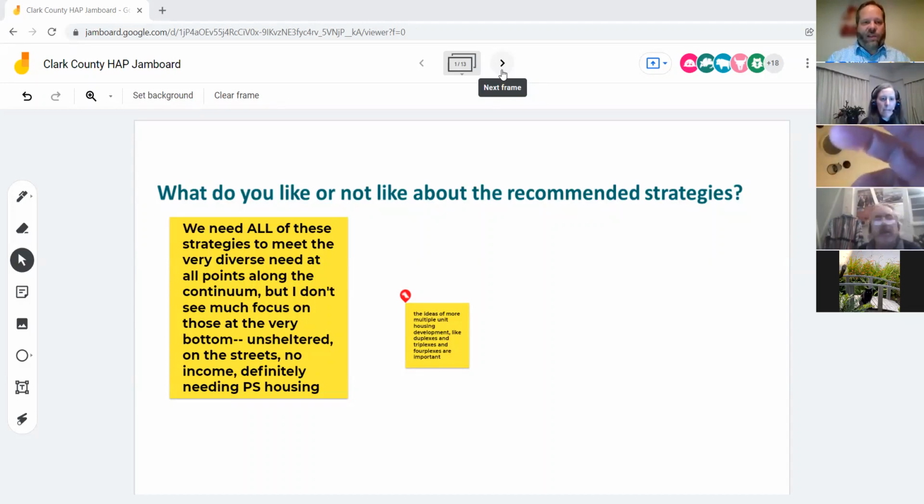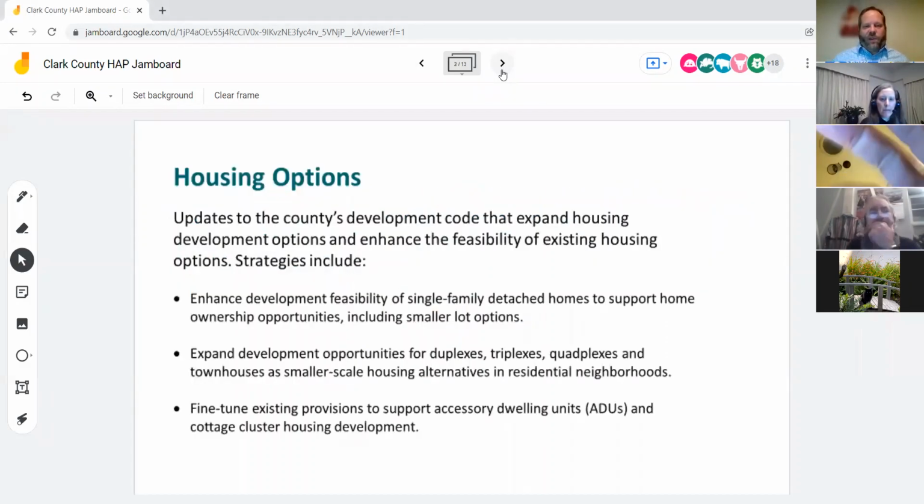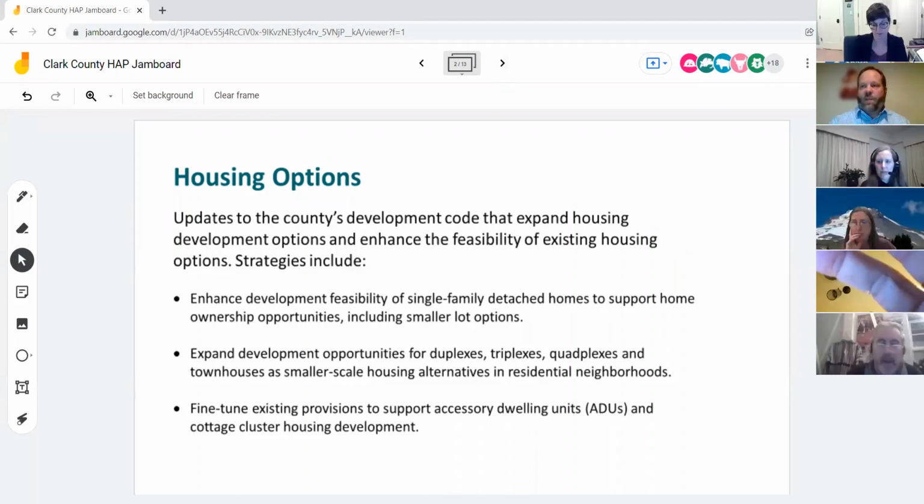And we're also recording. So if you recall, the first set of strategies that I presented was housing options, updates to the development code that expands options and enhances the feasibility of existing housing options. And a lot of these strategies get to, and I apologize, I'm not going to remember everyone's names off the top of my head, but to what someone said about the naturally occurring affordable housing rather than subsidized affordable housing, our middle housing, a lot of these strategies apply to that.